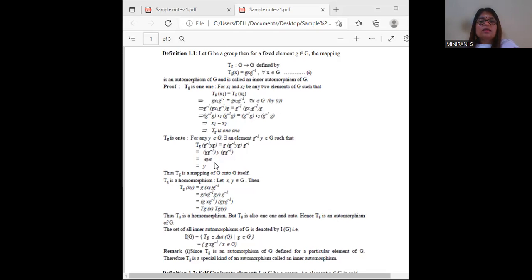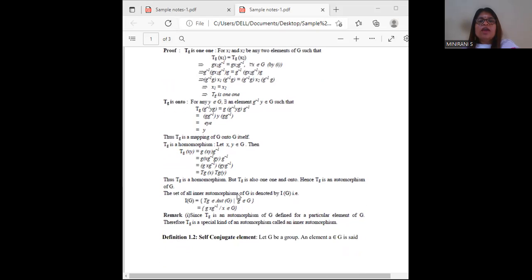Hence, we get the pre-image as g inverse yg, and it is clearly an element of G. Now we have proved that it's a bijective mapping. Now what is left with us is to prove that it is a homomorphism. So in order to prove that it is a homomorphism, basically the structure is being preserved. That is what we have to prove here.